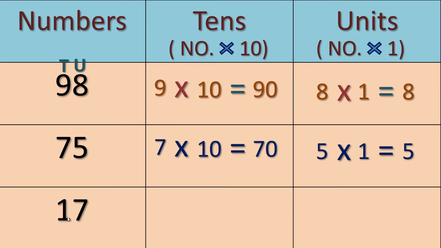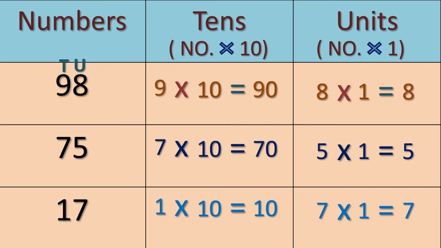Okay. Next number is 17. 1, 7. 7 is in the unit place. So 7 multiplied by 1. That is 7 ones are 7. And 1 is in the tens place. So 1 multiplied by 10. That is equal to 1 tens are 10. Got this, children? Some more we will practice.